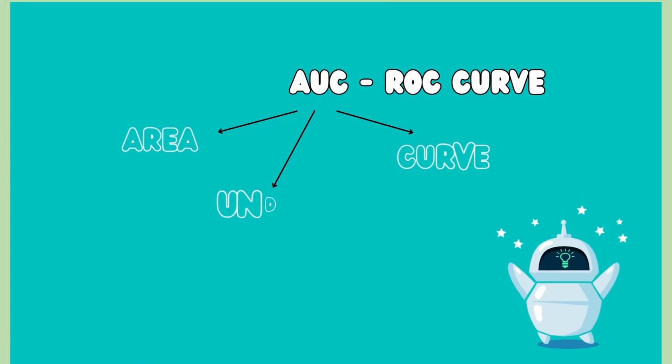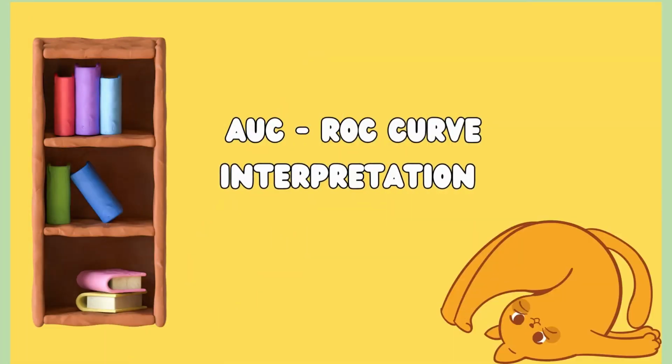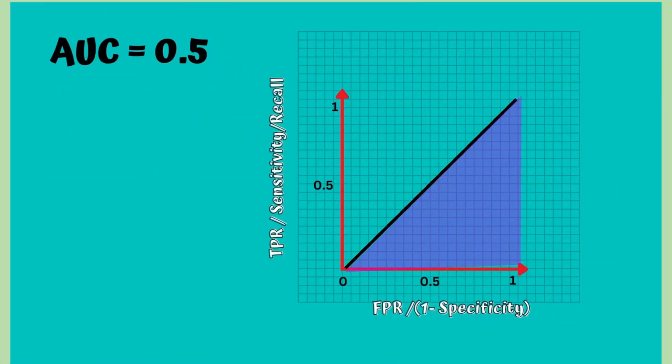The AUC is the area under the ROC curve. It provides a single, comprehensive metric to assess our model's classification ability. It quantifies the overall performance of a model. Here's how to interpret AUC. AUC of 0.5 is equivalent to random guessing. The model is no better than random.